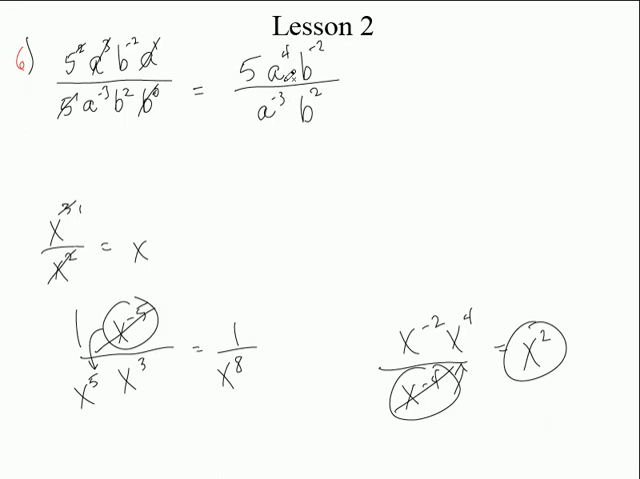So let's go back up to this. What am I going to do here? Am I going to move this down to the bottom, or am I going to move a to the negative third up to the top? Yeah, let's move this up to the top. If I move it up to the top, it's going to be a to the what? Positive 3. So it's getting a little messy. Hang on just a second. So it's going to be 5a to the what? 7th.